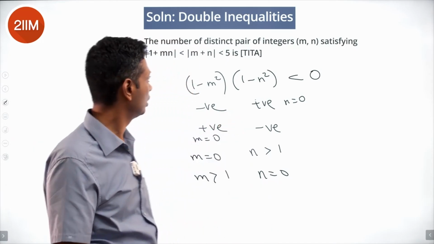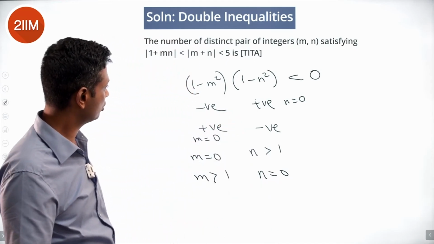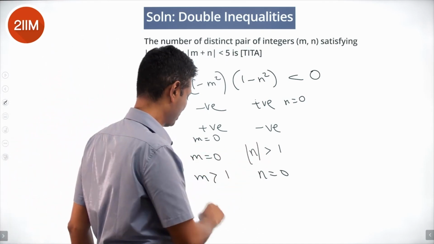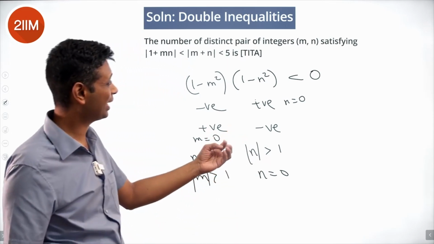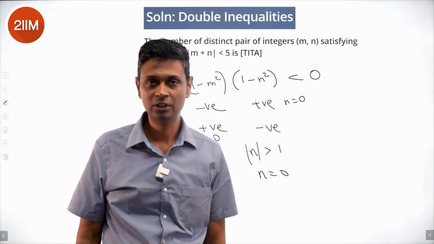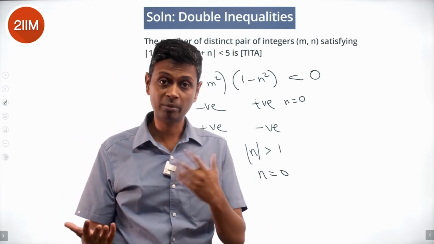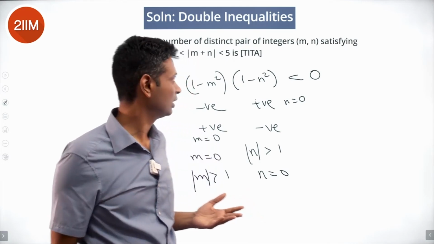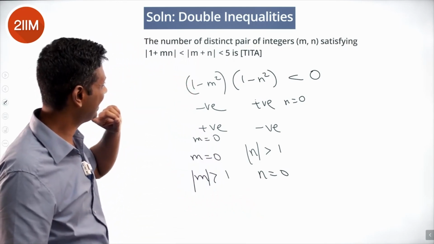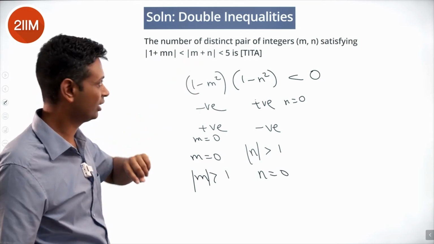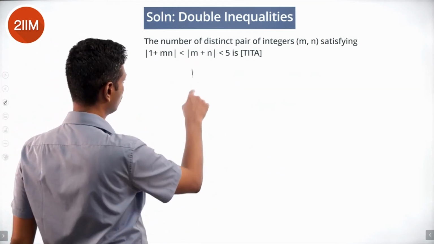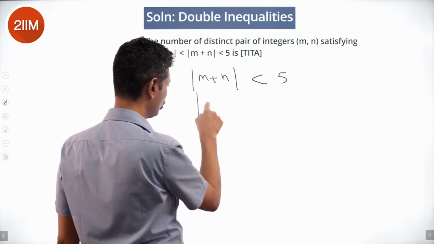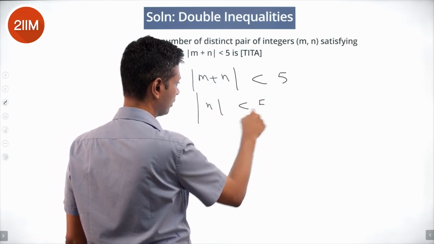That's a possibility. Now let's come back to this question. This is not n greater than 1. This is mod n greater than 1, mod m greater than 1, because we're talking about n square. So plus 1 works and minus 1 works. Plus 2 works and minus 2 will work. Plus and minus 1 will not work. Plus 2 and minus 2 will work. Modulus of m plus n less than 5. This is an interesting thing. So let's attack that. Modulus of m plus n less than 5. If m is 0, mod n less than 5.